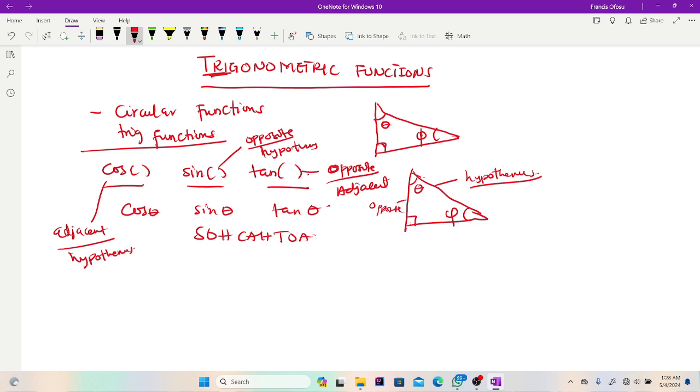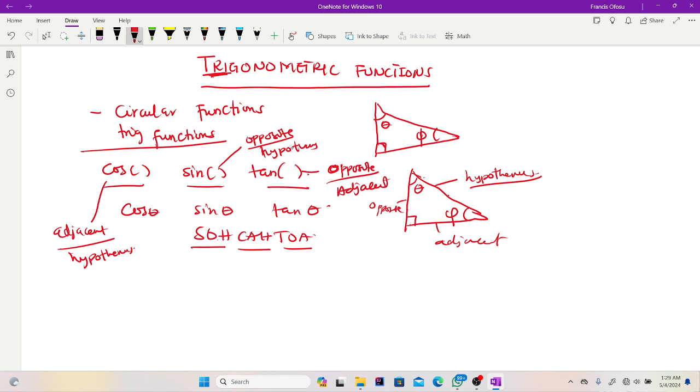First of all, the 90 degrees will show you the hypotenuse. Then the one opposite will show you the opposite. Then the remaining one becomes the adjacent. So for short we say SOHCAHTOA, where sine is opposite over hypotenuse, cosine is adjacent over hypotenuse, and tan is opposite over adjacent, and that is trig functions in brief.